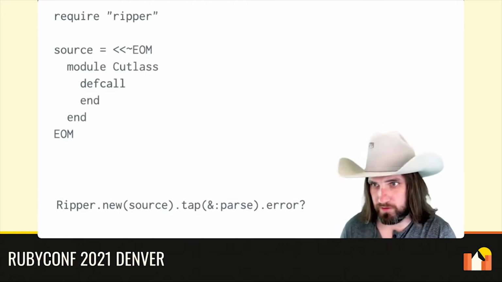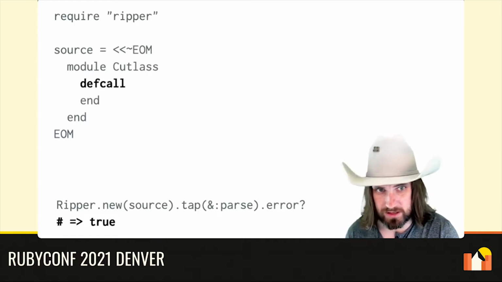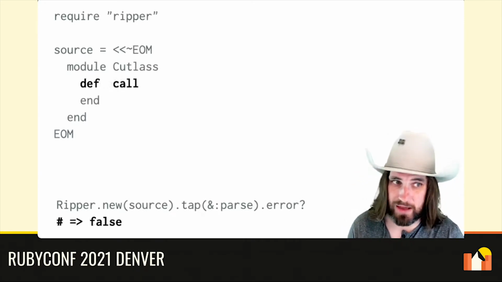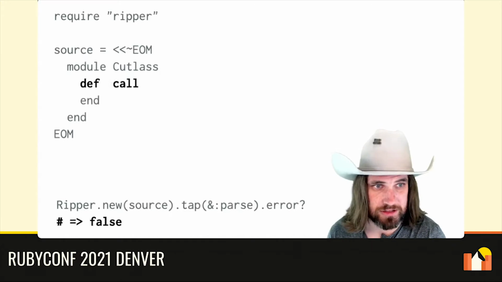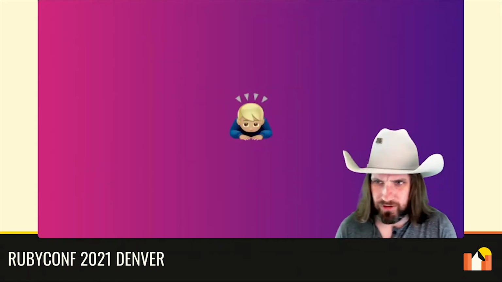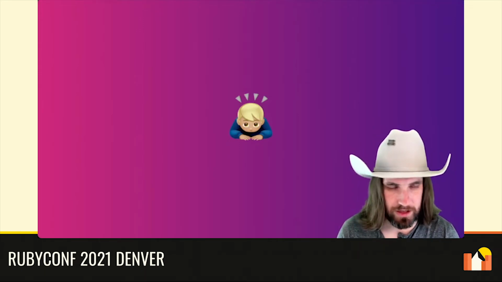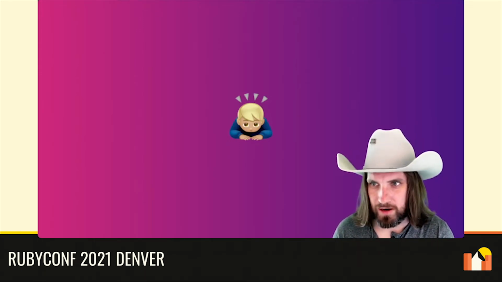We saw this code before. There's a syntax error right there. If we give it to Ripper, it says true. Yeah, there is a syntax error. If we fix the error, we add a space, then Ripper tells us that it's fixed too, which is pretty neat. We can use Ripper to evaluate. If we could fix the source errors, then Ripper would tell us whether or not we had made a valid fix or not.